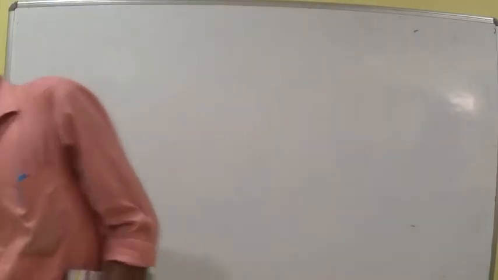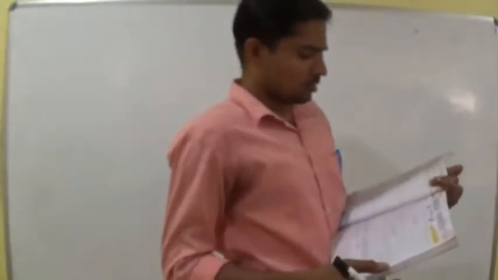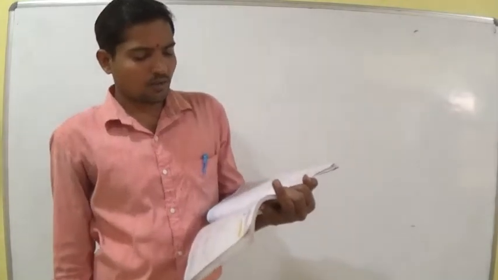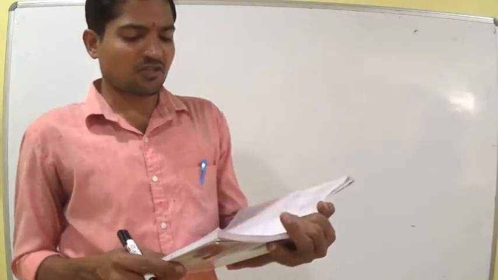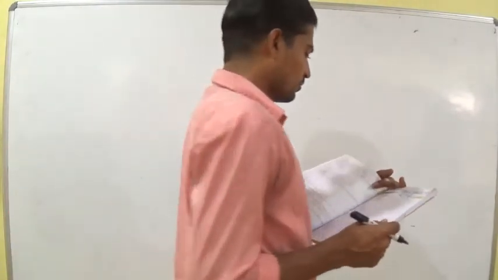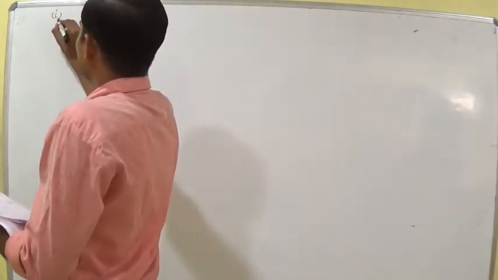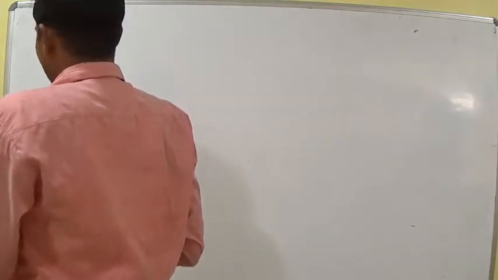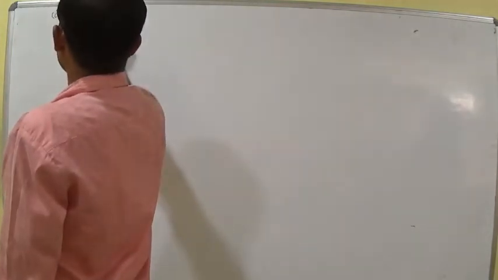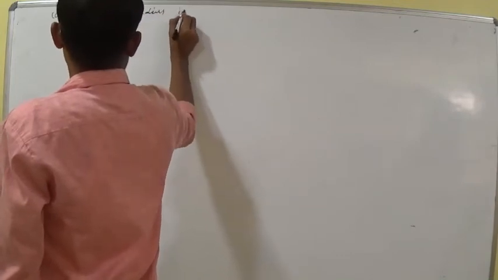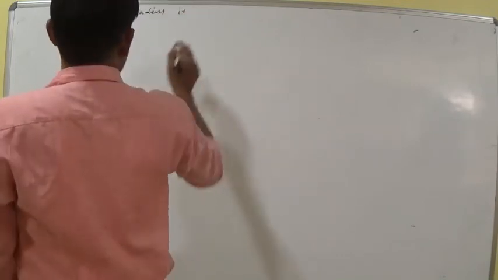So, very first one: the equation of the circle with center (1, 7) and radius 5 by 2. First one, equation of the circle with center (1, 7) and radius 5 by 2.